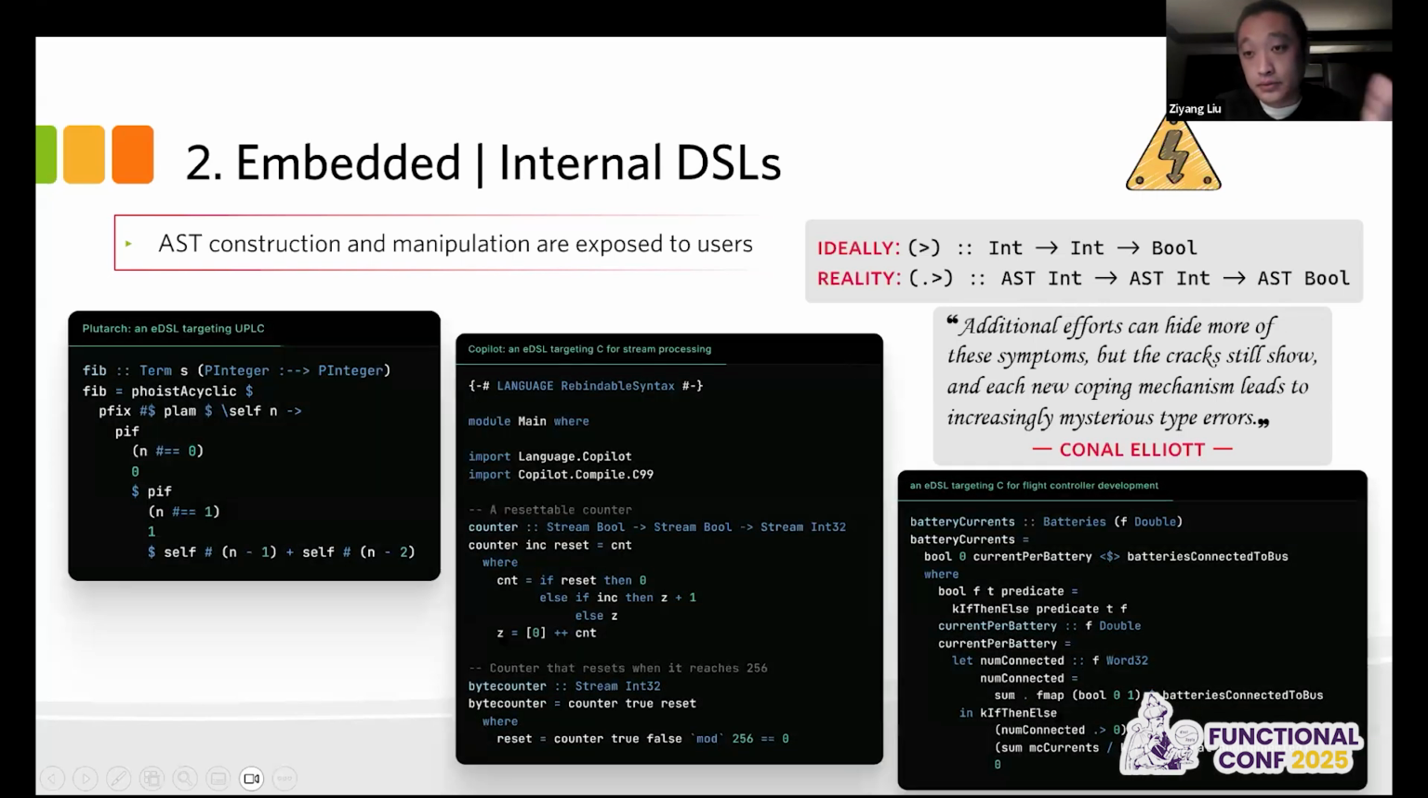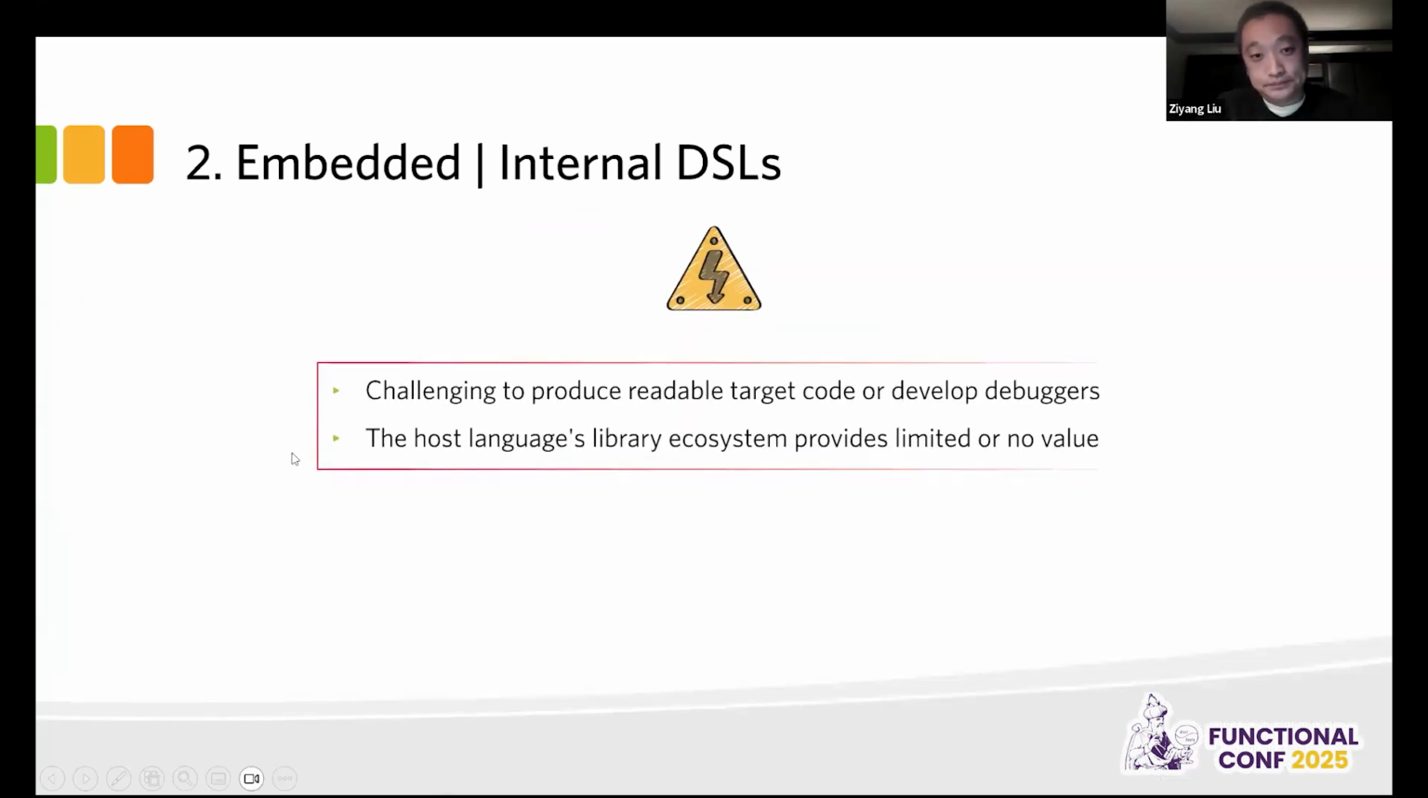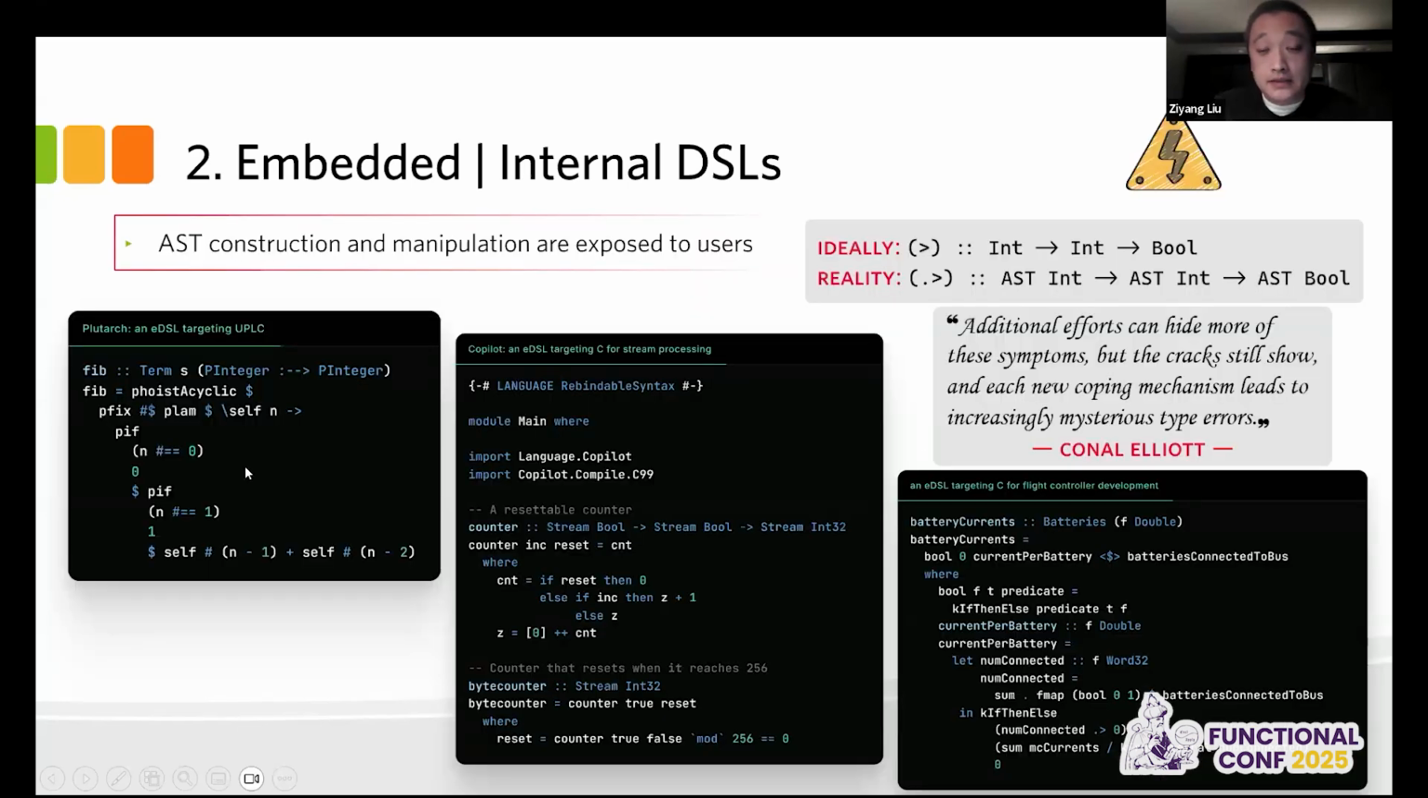These are 3 different languages. They are all EDSLs embedded in Haskell. The first example on the left is a language called Plutarch. Plutarch is another surface language for Cardano smart contracts. Like Aiken, it also compiles to UPLC. It is a Haskell EDSL, and this is a Fibonacci function implemented in Plutarch.